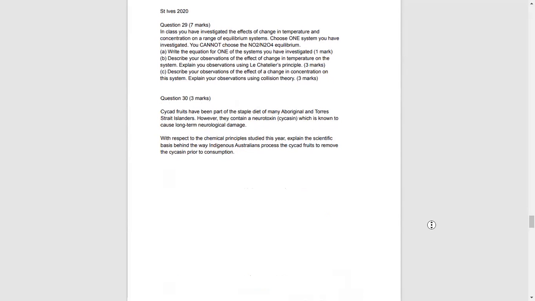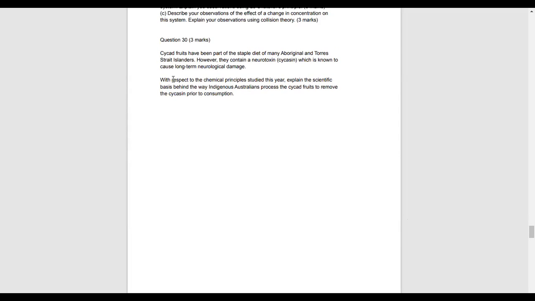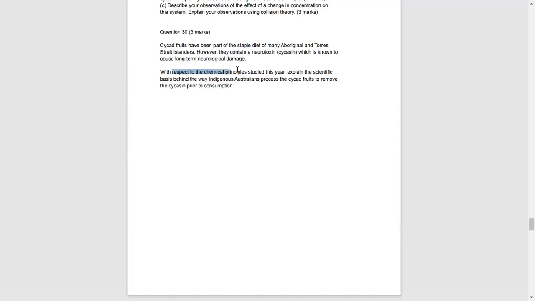Essentially, there are two main ones they can use. The more popular answer is basically talking about how you would prepare using the chemical principles. So we'll briefly run through this, but you can more or less just look it up in your textbook and memorize them. We won't write out the full answer, but we'll just give you the sort of outline. We want to write an answer with respect to the chemical principles studied this year.